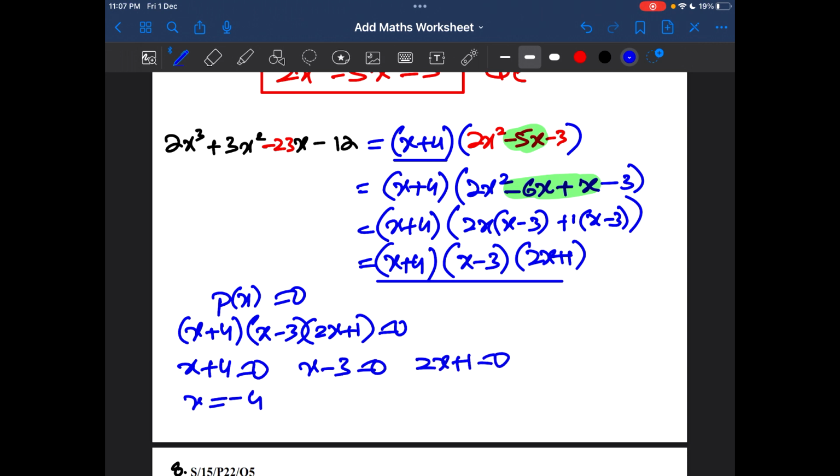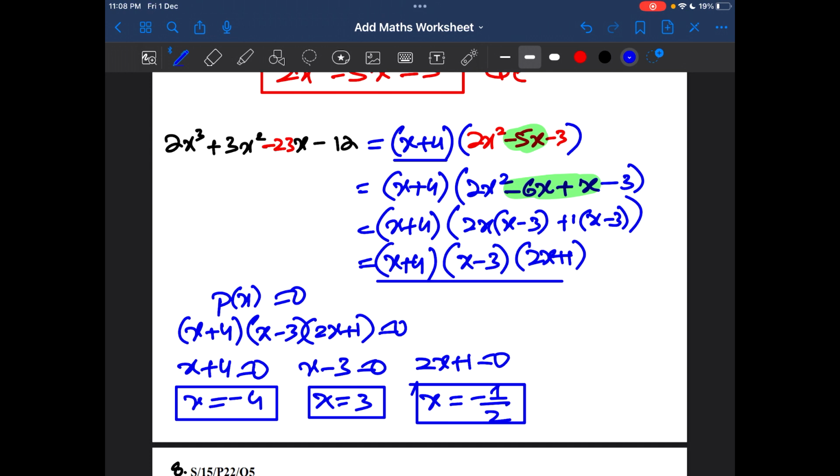You get the x value minus 4. This is one of the solutions. We got the x value 3. This is one of the solutions. We got the value of x equal to minus 1 by 2. This is one of the solutions. This is the answer.